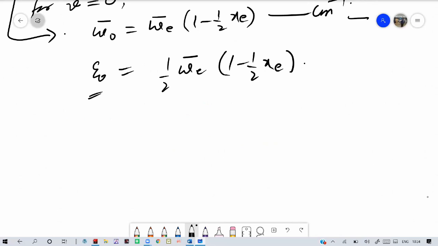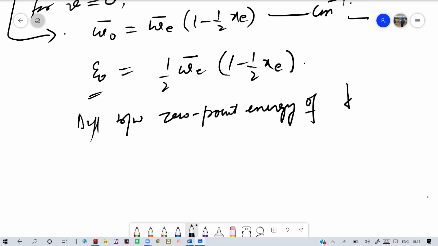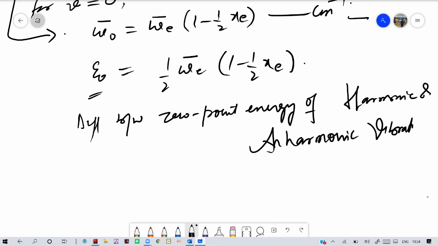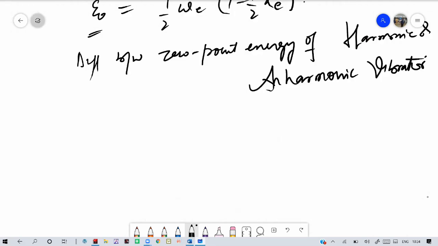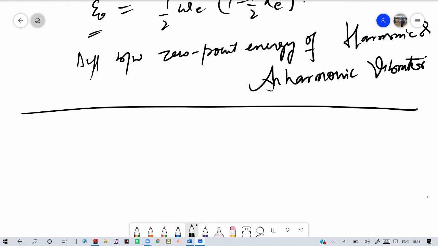And if you see here, there is a difference between the harmonic and anharmonic vibrator. E naught was simply 1 by 2 omega e. And here it is 1 by 2 omega e into 1 minus 1 by 2 xe. So there is an anharmonic constant, an anharmonic coefficient, in this. And the selection rule I have already given you. Now, let us see the difference.